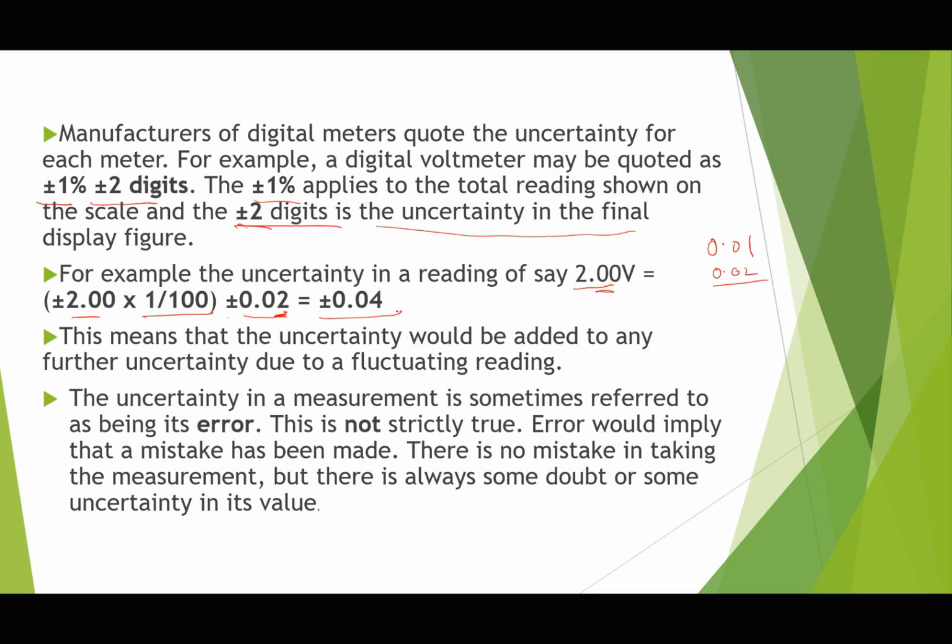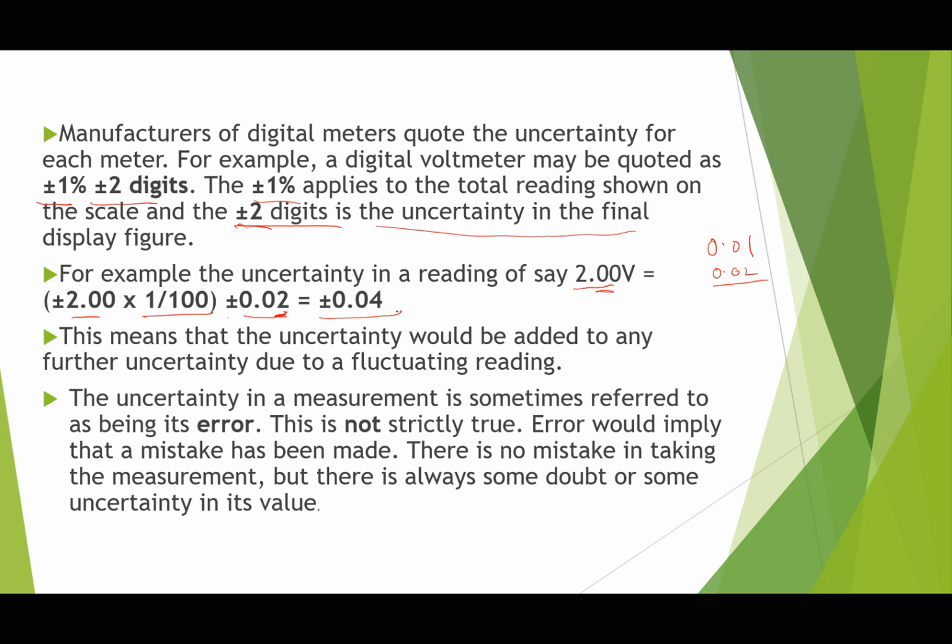Sometimes there are fluctuations, or there could be fluctuations in measurements. And if there are fluctuations in measurements, then what happens? Actually, the uncertainties simply accumulate. For any fluctuations, the uncertainty in a measurement, which is sometimes referred to as an error, these uncertainties simply accumulate. The uncertainty would simply be added to any further uncertainty which is caused by any fluctuations.